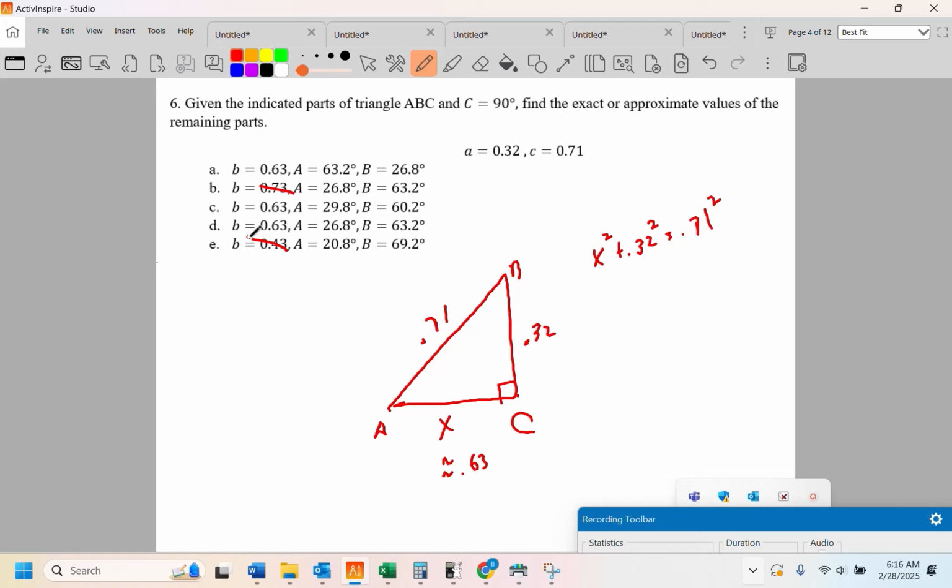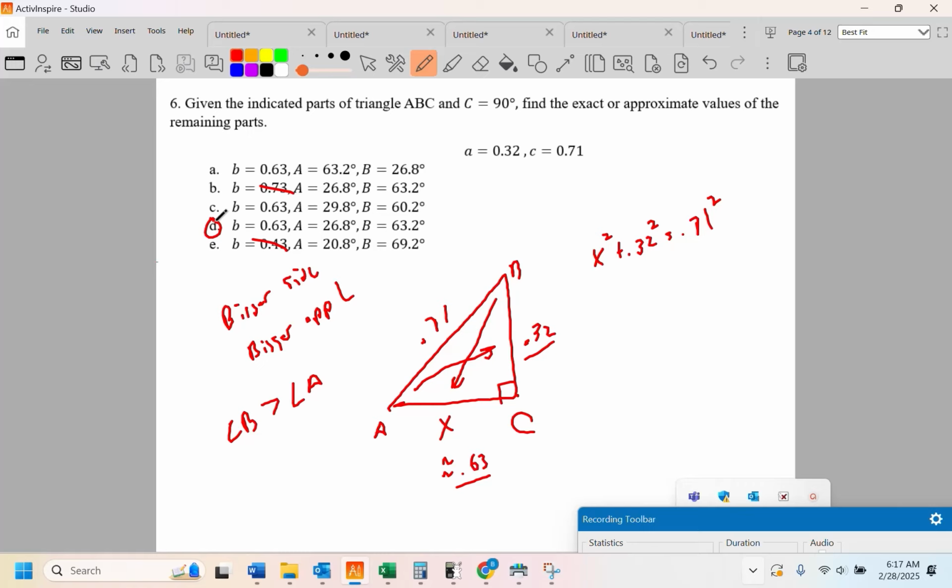I don't really need trig to figure out the rest of this problem. You can actually just fall back on something old school. The bigger the side, the bigger the opposite angle. All right, so I noticed that angle B is opposite of 0.63 and angle A is opposite of 0.32. Angle B is bigger than angle A. That is a given because it is a bigger side. So it's got to be choice D.